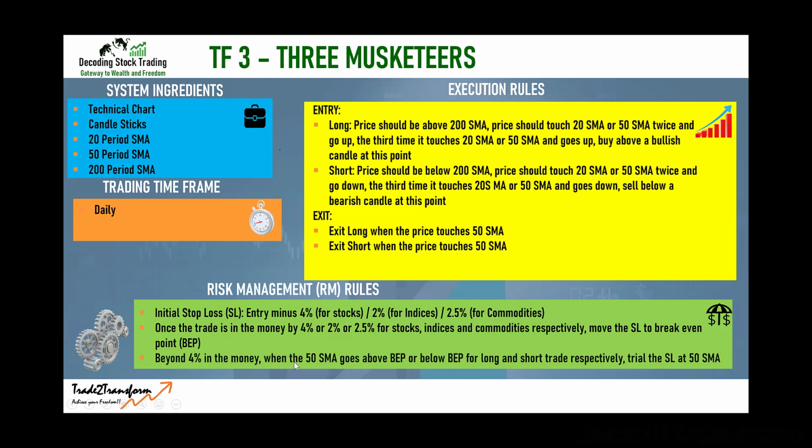And then later on, trail at the 50 simple moving average, because that is the exit level. Once the 50 SMA goes above the break even, you start to trail at the 50 SMA, and eventually wherever the 50 SMA is touched, you exit. Very simple system, but a very powerful trend following system. Hope you got this crux.